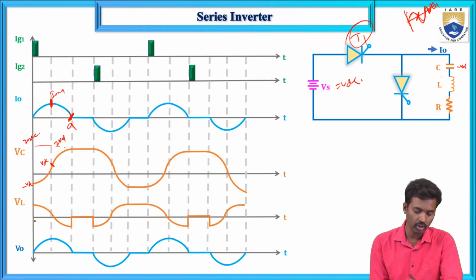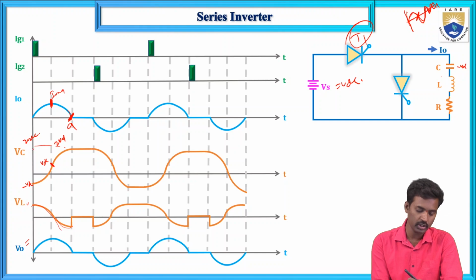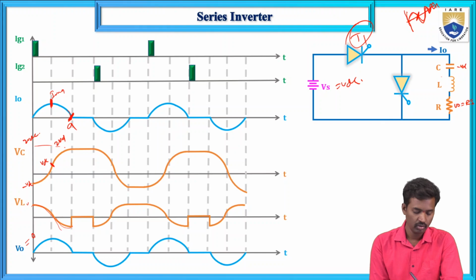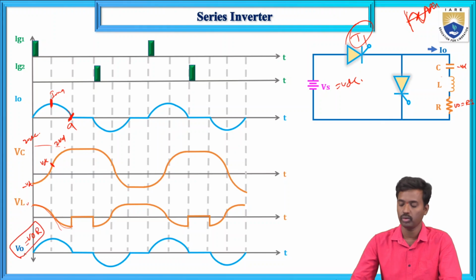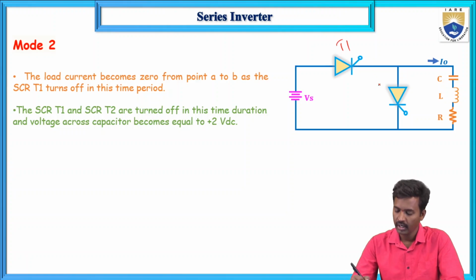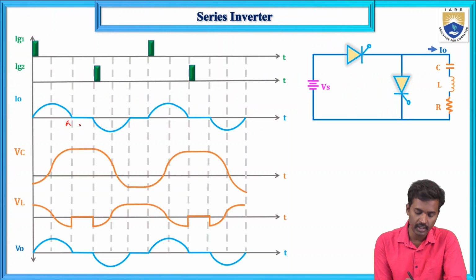Now in the second mode, this is VDC, it comes to 0 and again minus VDC, and the output voltage equals I naught into R. So V naught equals R into I naught. This is the output voltage. Next, in mode 2, T1 and T2 are both in the off position. From point A to B, the load current becomes 0, T1 is off, and T2 is also already off. So this duration is the dead time.